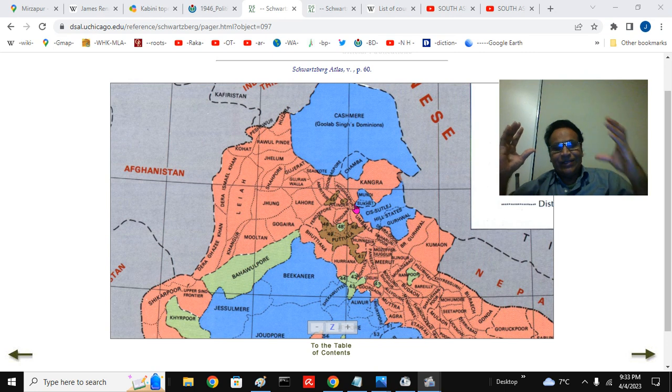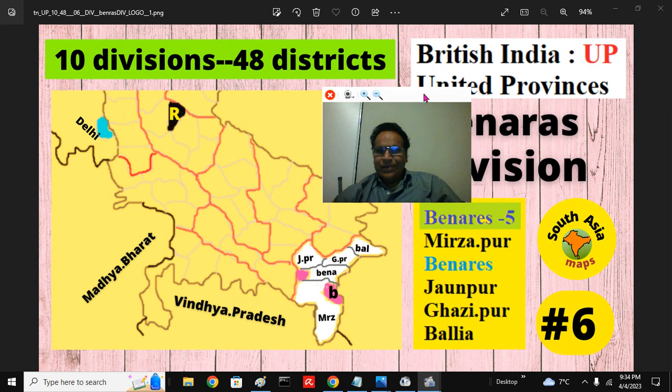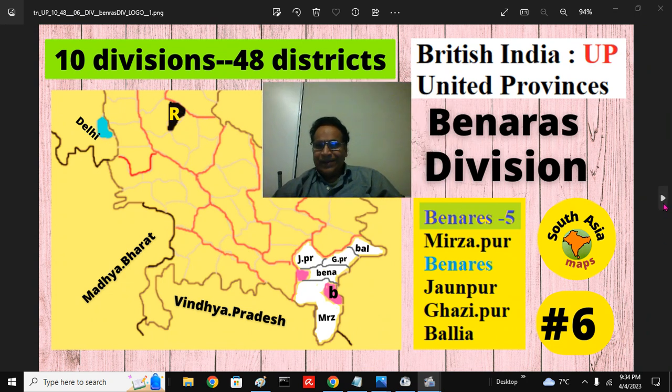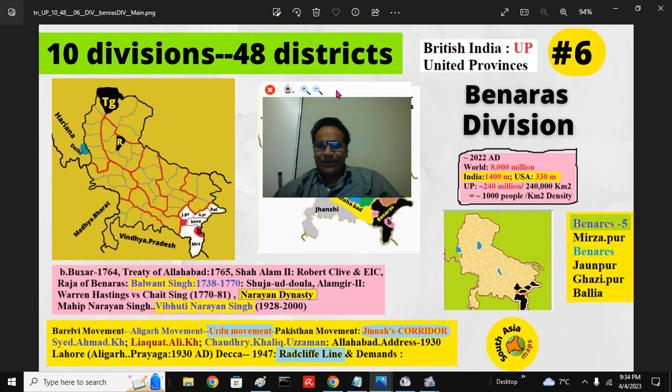That's why divisions and districts give the forest and the trees. The divisions are the forest, easy to remember. For those interested, the trees they want to count, the districts. That's the entire point. Of course, these are always evolving. Here I am just giving a particular example. Benaras division is a fascinating division. This is the other one, the Benaras division.